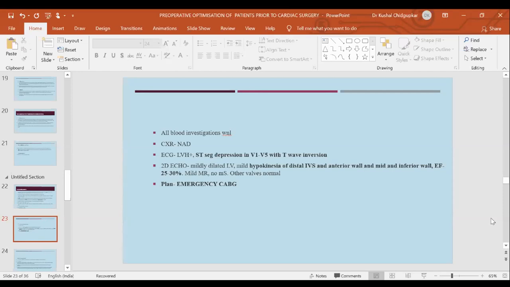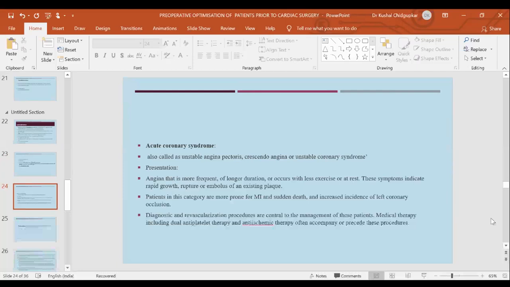No, sir. You have any other scenario? So same patient. Is this patient over or you have some more slides? No, sir. So regarding this patient, the further preoperative optimization. So I'm speaking about acute coronary syndrome because this patient... Yes.